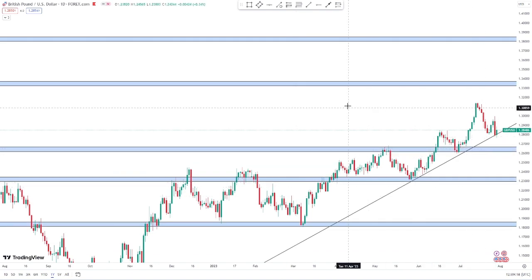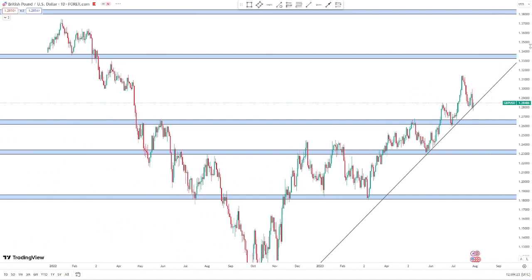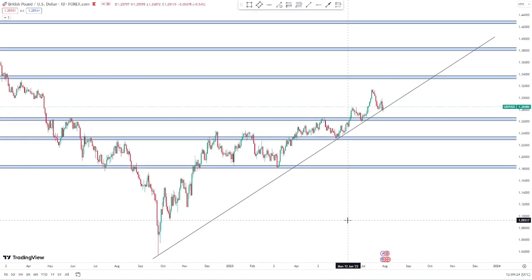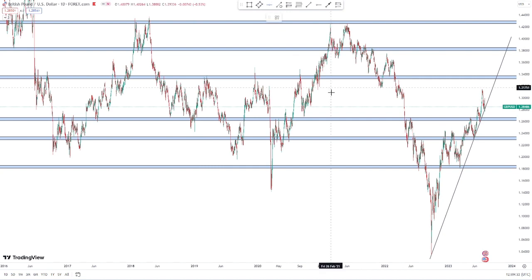So this is what happened. This is what I'll be looking out for. That also happened last week on GBPUSD. So this is what I'll be looking out for on GBPUSD. If you check back historically, this region here is not that significant like the blue bar. So what I want to see for the coming week is this.